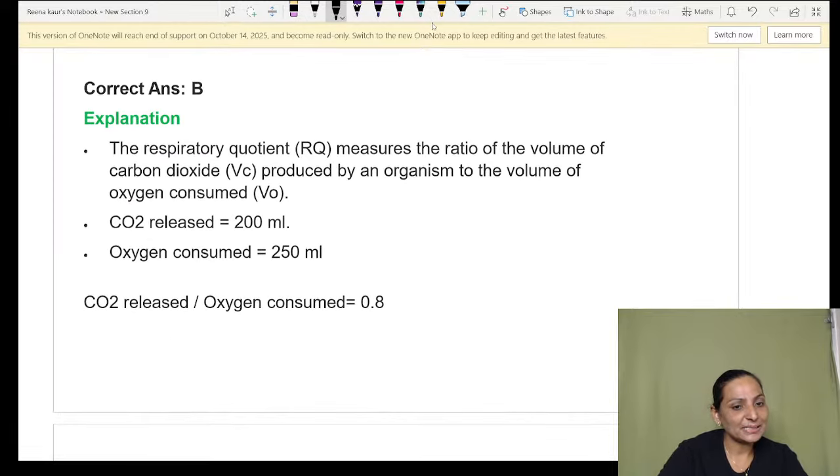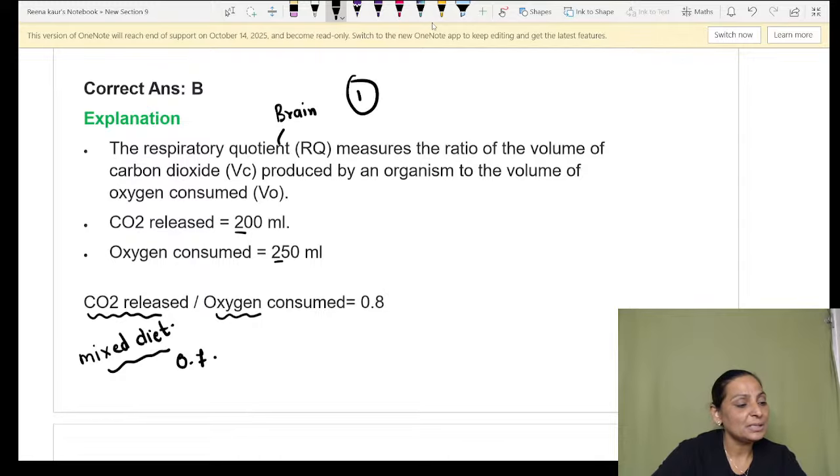Now we know that respiratory quotient is carbon dioxide released to oxygen consumed. Therefore, it will be 200 by 250, that is 0.8. Remember, it is 0.8 on a mixed diet. You must remember, it is around 0.7 with a diet rich in fat. And if asked what is the respiratory quotient of the brain, it is nearly 1, because the brain uses exclusively glucose for its metabolism.